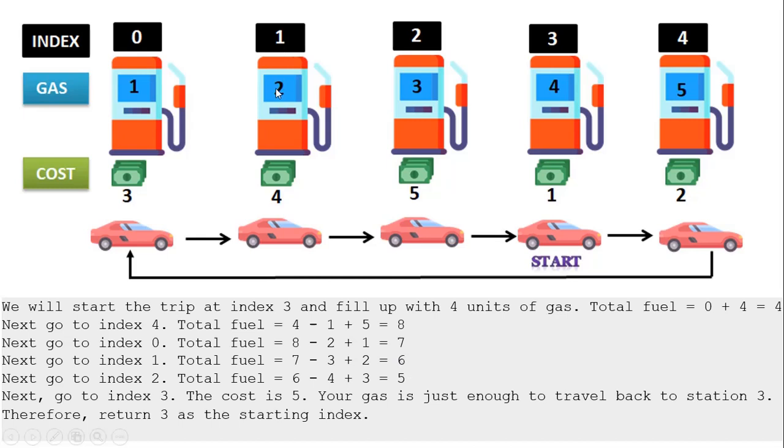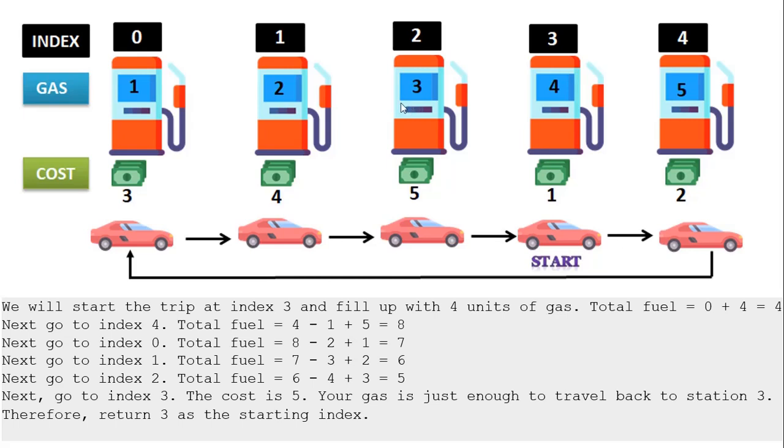It's now time to move from the second station to the third station. And the amount of fuel that will be consumed is 4. So when you reach the third gas station, the amount of fuel available to you is 6 minus 4 plus 3. Here 4 is the amount of fuel that will be consumed to move on to the next station, while 3 is the amount of fuel that you can refill in your gas tank once you reach the next station.